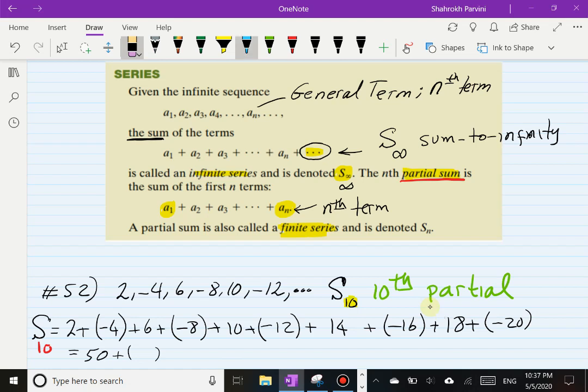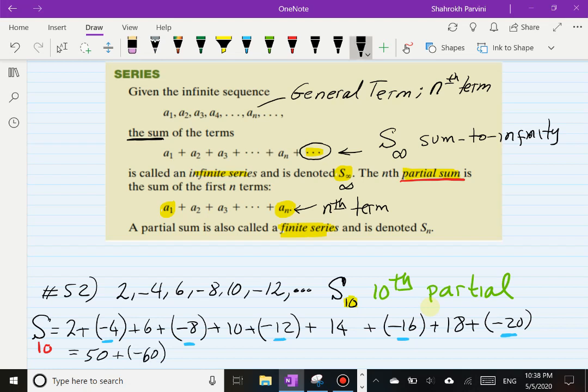Now, on the negative side, check this out. Negative 8, negative 12, that's 20. Negative 4 and negative 16, that's 20. So I got 20, 20, 40, and this 20 makes 60, doesn't it? So that is negative of 60.